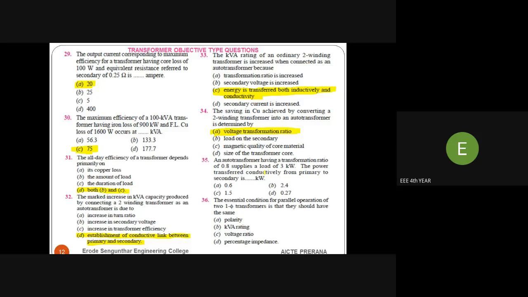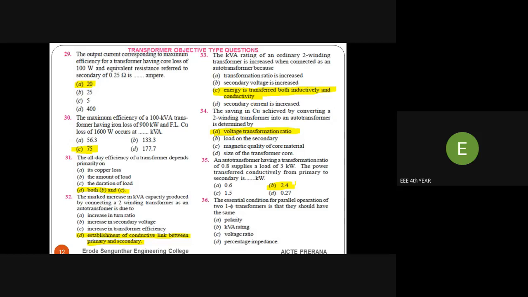An auto transformer having a transformation ratio of 0.8 supplies a load of 3 kilowatt. The power transferred conductively from primary to secondary is dash kilowatt. It is 0.8 multiplied by 3 kilowatt, which is 2.4 kilowatt. Okay, so that is the answer. B is the correct answer.